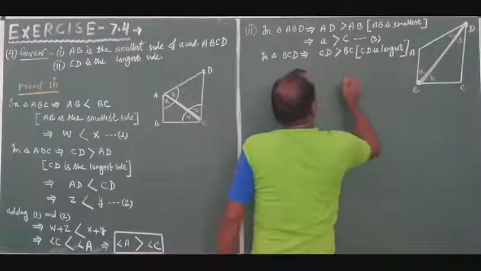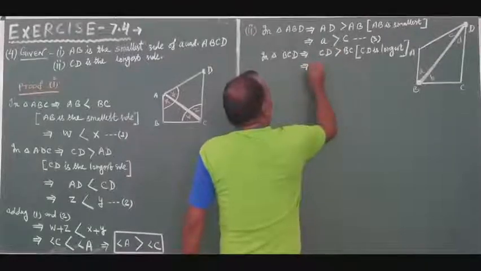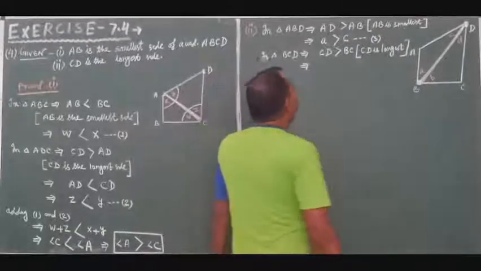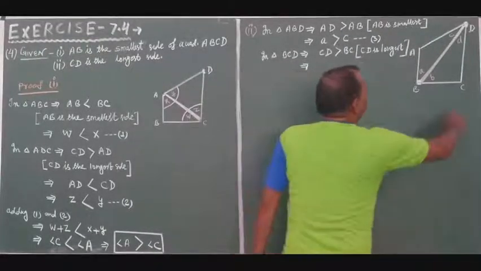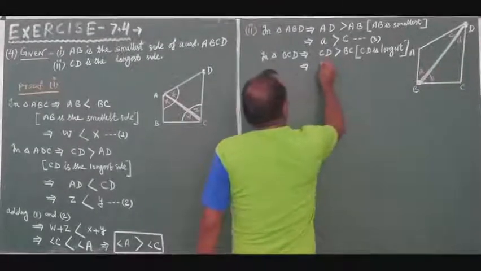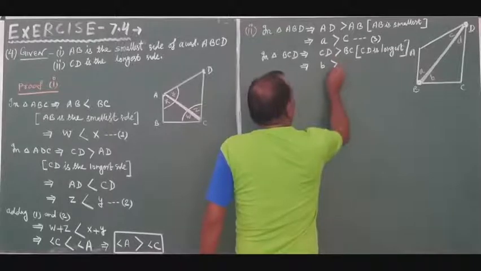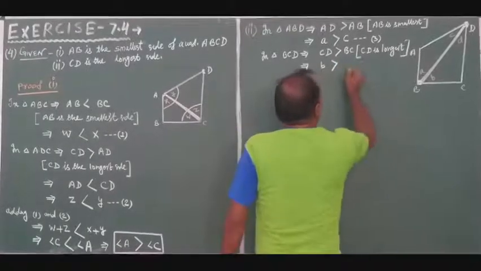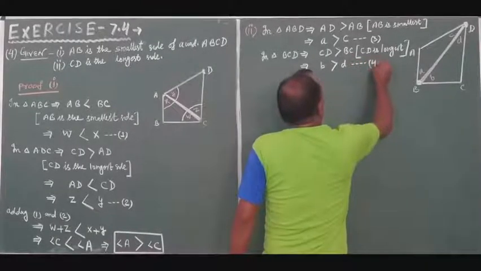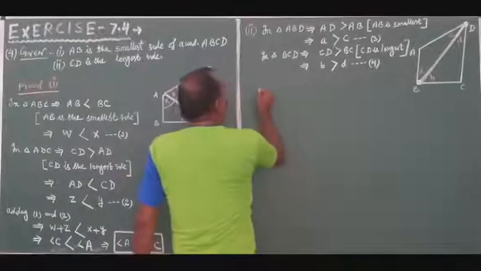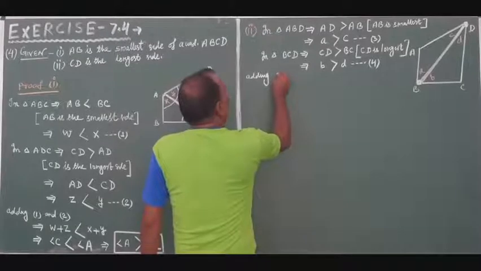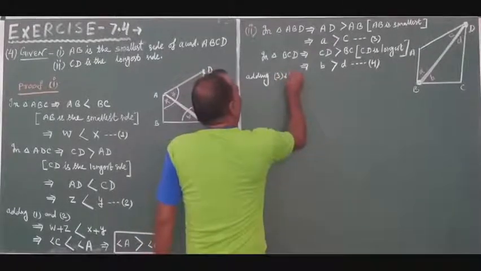Therefore, the angles opposite to these sides will be in this manner. CD is greater than this. What is the angle opposite to CD? B. And this will be greater than, what is the angle opposite to BC? That is D. This is equation number 4. Now, adding 3 and 4.